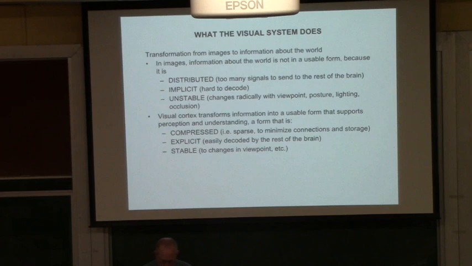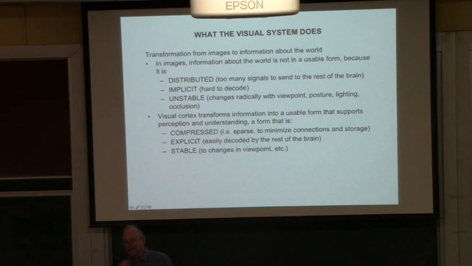So the reason why we need a visual system, and the reason why so much of the surface of the brain is devoted to processing visual information across over 30 different cortical regions that do different aspects of that processing, is that all of that machinery takes the image information, which is so distributed, implicit, and unstable, and converts it into neural codes, neural representations that are, first of all, compressed down into a small enough number of signals that you could reasonably send the information across a bundle of axons to another part of the brain that needs to use it. You could reasonably store the information in memory by changing a reasonable number of synapses. So compressed, the information is explicit.